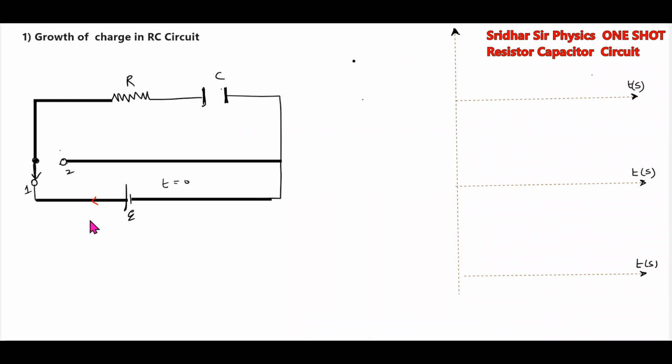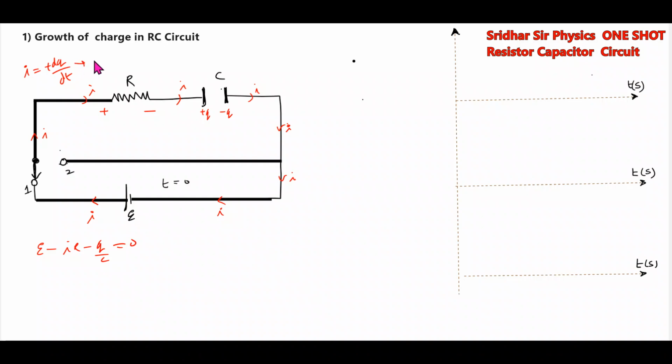Let this variable current be I. The current I will flow here. The end where it enters is positive, and where it leaves is negative. Here the charge will get deposited, plus Q and minus Q. We'll apply the KVL: E minus IR minus Q by C equals 0. If the charge across the capacitor increases, then the convention is I equals dQ by dt. If the charge across the capacitor decreases, then I equals minus dQ by dt.